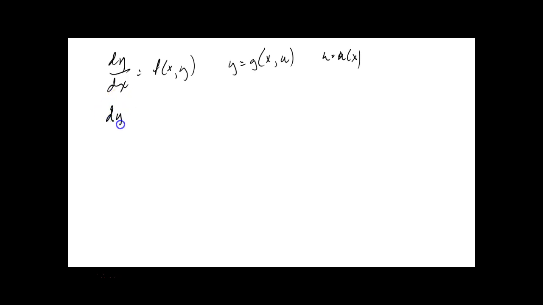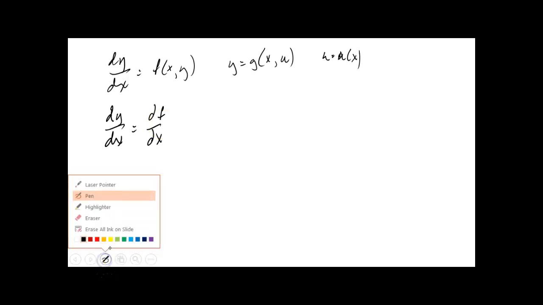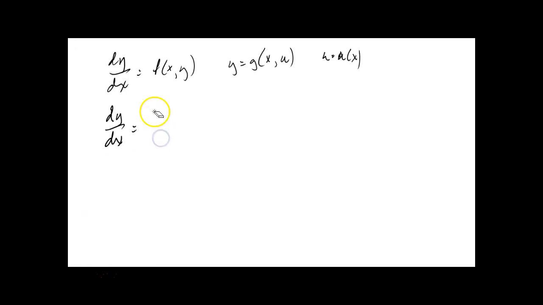So dy/dx is equal to the partial of f with respect to x. Well, they're skipping some steps here. They're not doing what I thought they were going to be doing. They're going here, not up here, but over here. dy/dx would then be the partial of g with respect to x times dx/dx, which we know is 1, plus the partial of g with respect to u.